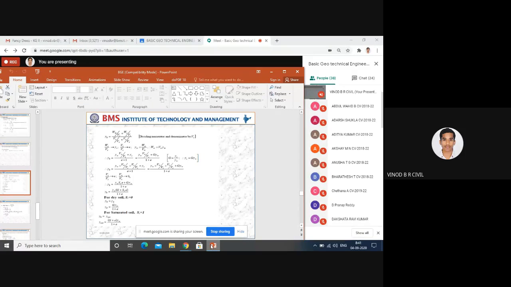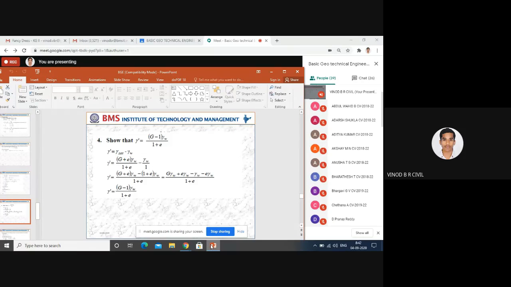Next, for fully, completely saturated soil, for example lake soil, SR is equal to 100% or 1. Therefore gamma B is equal to gamma saturated. Gamma saturated is equal to G plus e into gamma W divided by 1 plus e, where G is the specific gravity, small e is the void ratio, and gamma W is the unit weight of water.